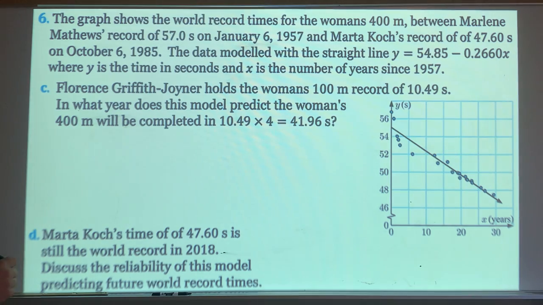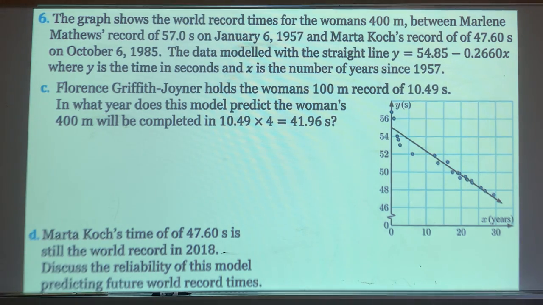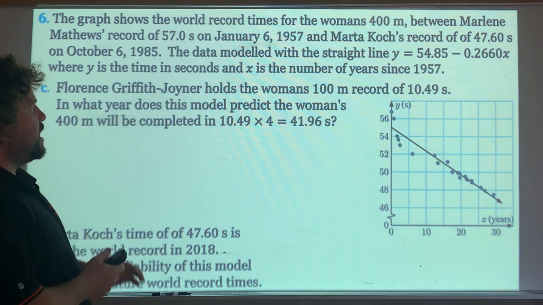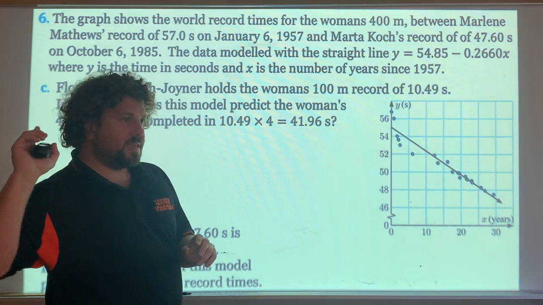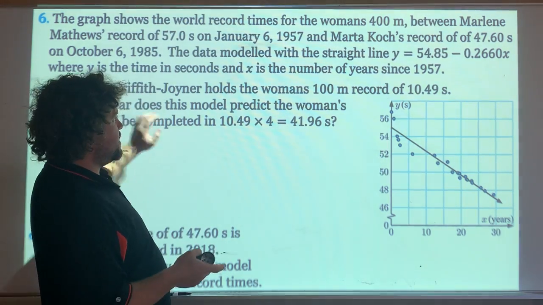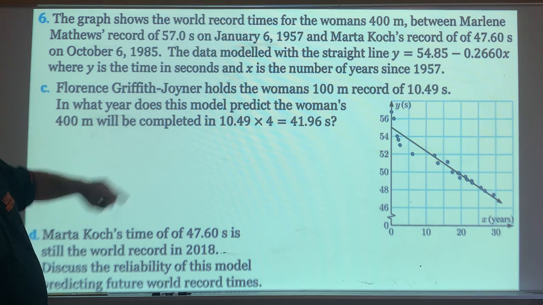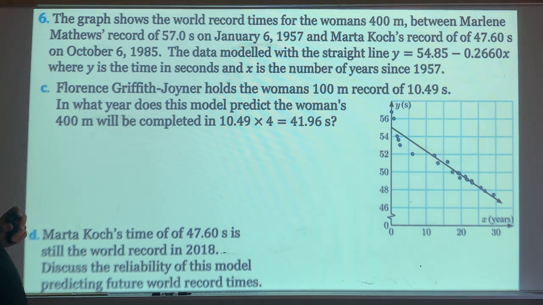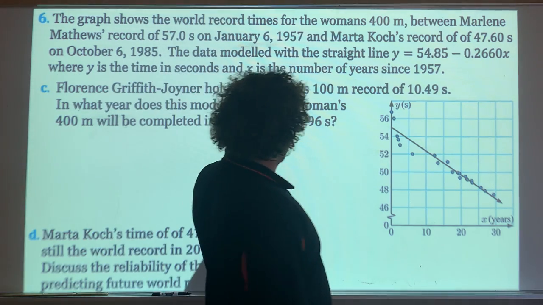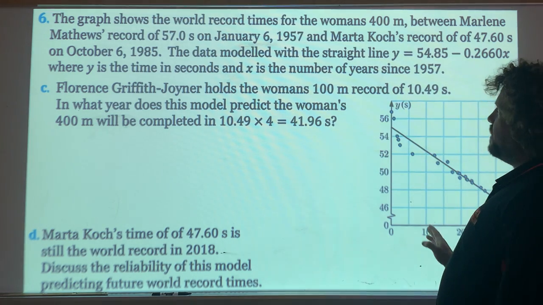All right, so the graph shows the world record times for the women. Same thing. Florence Griffith Joyner, I remember her when I was growing up, holds the women's 100 meter record. 100 meters is a quarter of the way around the track, a little bit less than one of those straightaways, of 10.49 seconds. In what year does this model predict the women's 400 meter will be completed in 10.49 times 4, 41.96 seconds? So can we predict this with the model?